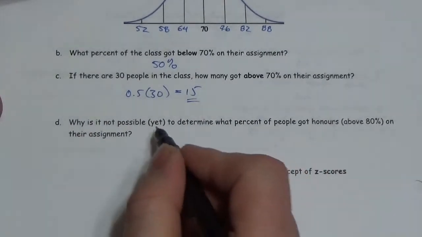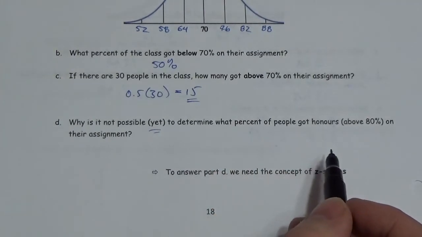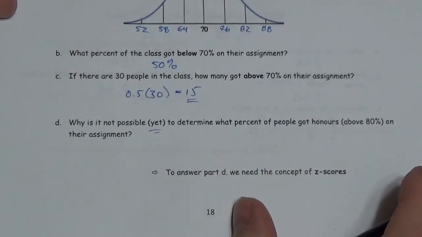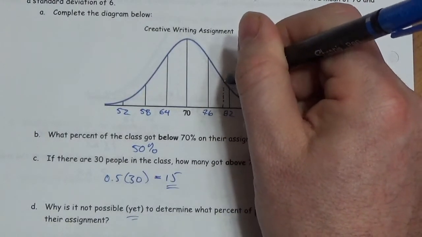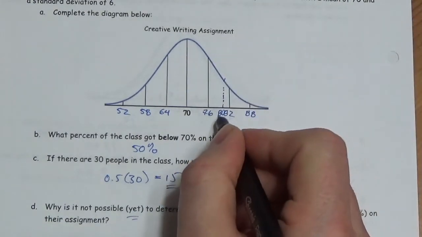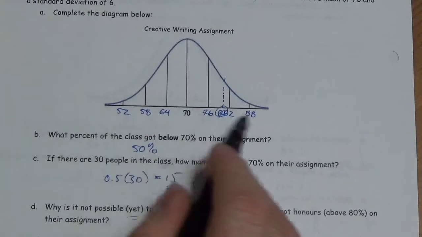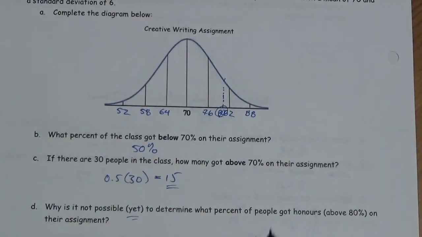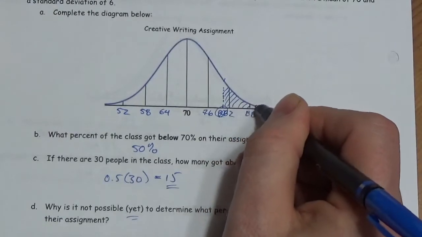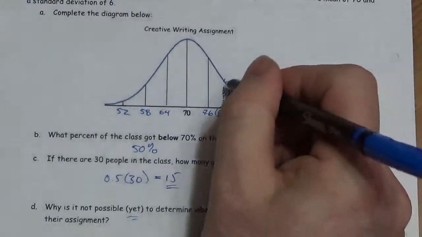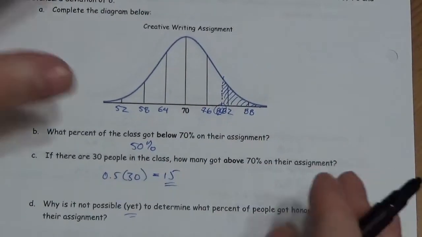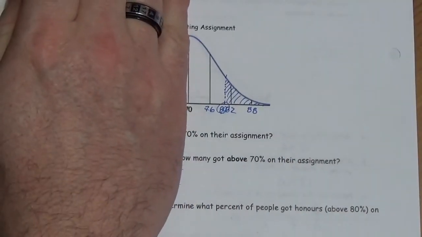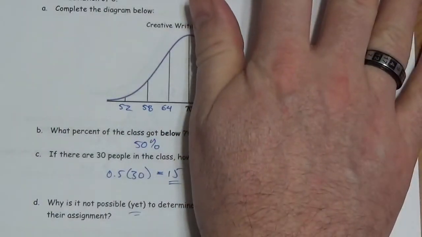Now, why is it not possible yet to determine what percentage of people got honors, or above 80%, in their assignment? Well, 80 is going to be right here, in terms of our marks. And so what I'm looking for is what percentage of the people got above 80. I want to know what percentage of the people fall into this little tail end right there. Well, right now I haven't got the tool to tell me what these percentages are. All we know at this point is that 50% is above the mean, 50% is below the mean.